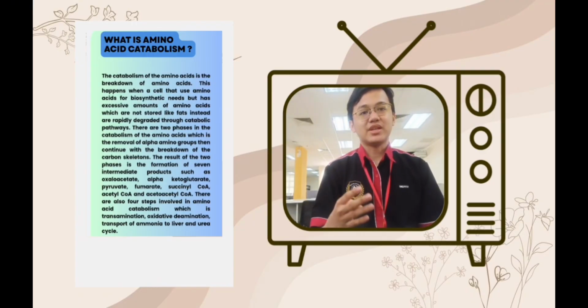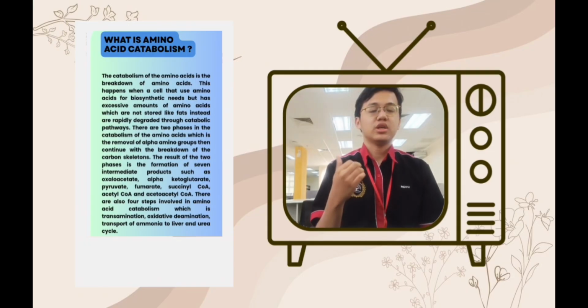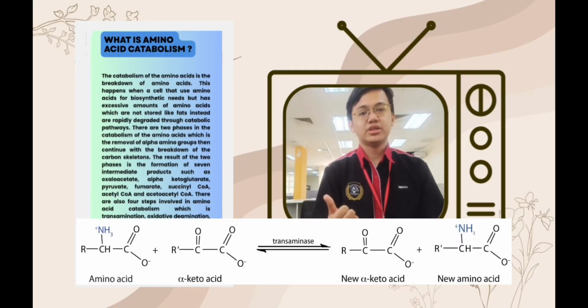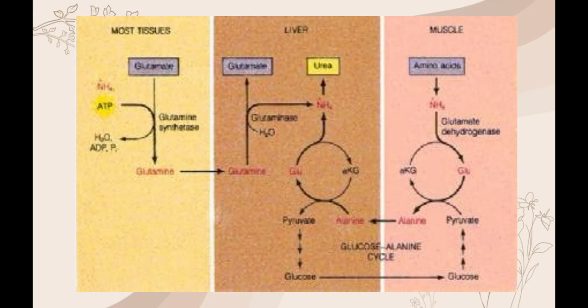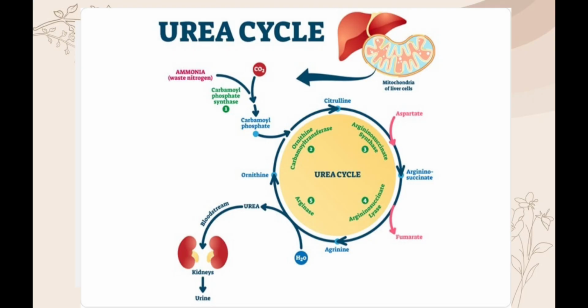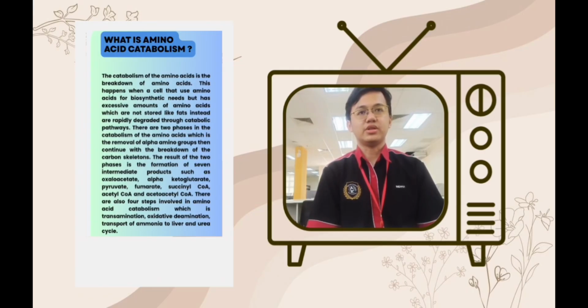There are also 4 steps involved in amino acid catabolism, which is transamination, oxidative deamination, transport of ammonia to liver, and urea cycle. So that's only from me for the introduction part.